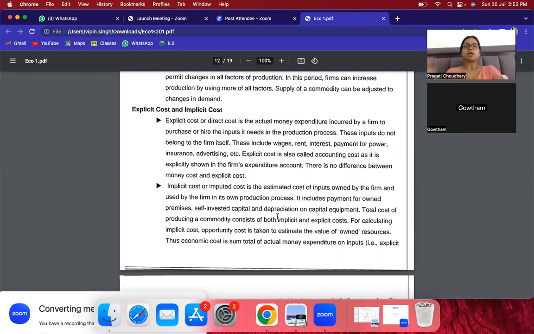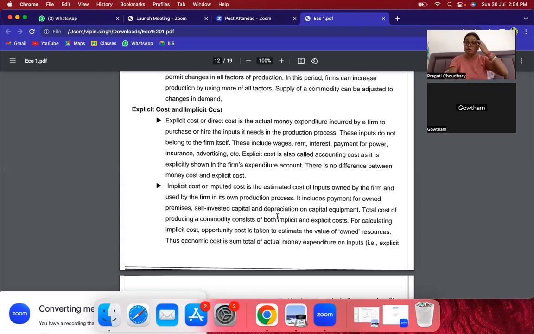So obviously the explicit cost is actually the money cost, which a firm expends. That is where they actually give money. So for what does the firm give money? For wages, for rent, if you have rented a building. Interest you have to pay. If you have taken a loan from somewhere, you will have to pay interest for that. Payment for power means the payment for the electricity you have to give. Insurance, obviously you have insured your firm against fire, theft and all. For advertising also you have to pay.